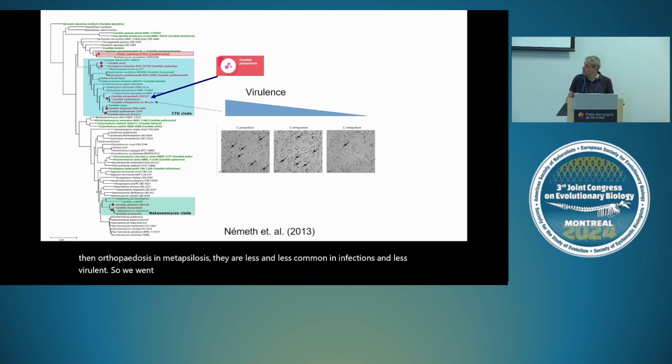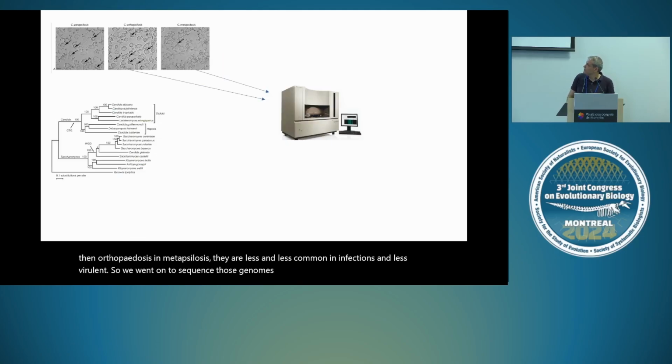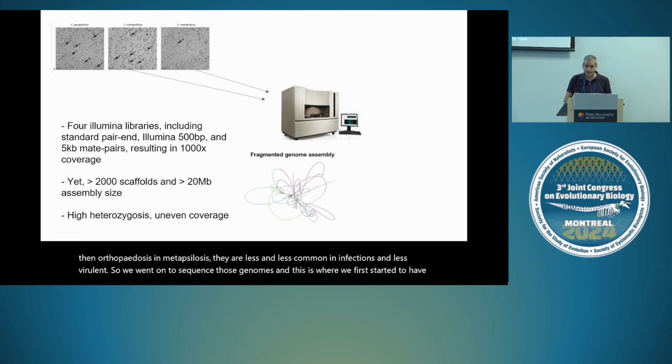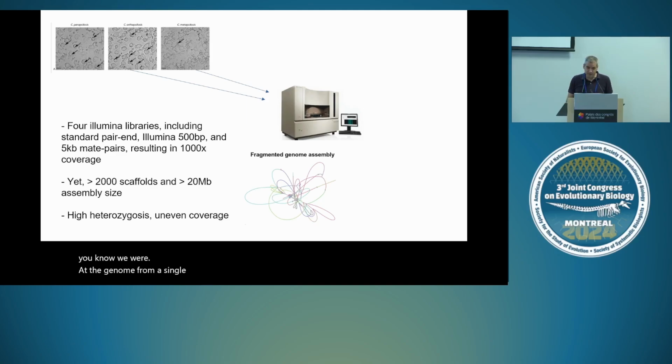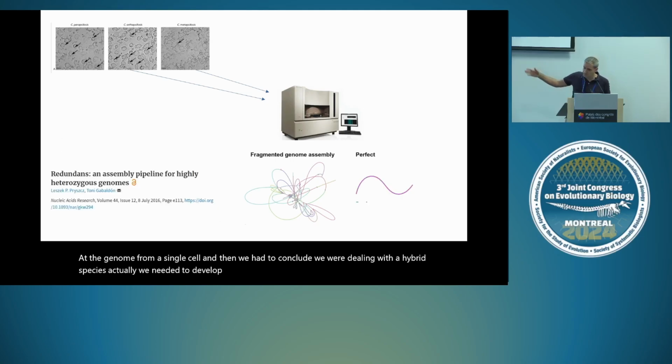So we went on to sequence those genomes, and this is where we first started to have problems. We could not assemble those genomes. They were really hard to assemble. We found they were highly heterozygous. We suspected we had a contamination in the cultures until we were sure we were looking at a genome from a single cell. And then we had to conclude we were dealing with a hybrid species. Actually, we needed to develop one tool, which is called Redundans. If you have a highly heterozygous genome, try it, because it helped us to assemble these genomes.